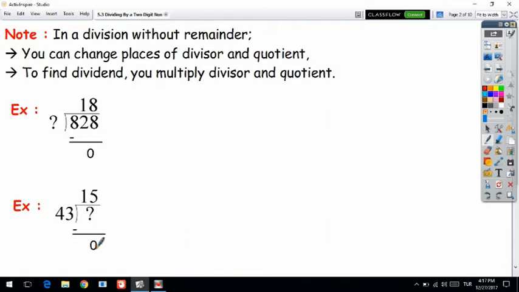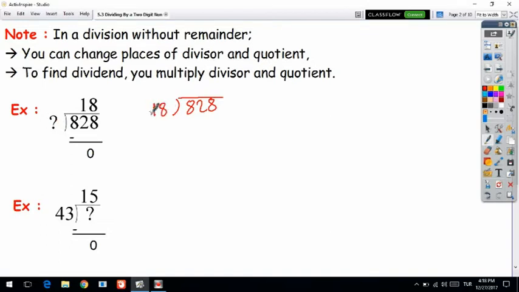So this example is about these notes. First we have a missing number in this division. Question mark is instead of the divisor. Everybody, so what do I do? We have a rule, we have note 1. First, you can change places of divisor and quotient. Let's write dividend 828. Then I can bring the quotient to the divisor. So 18 to divisor, right? Yes. 18.